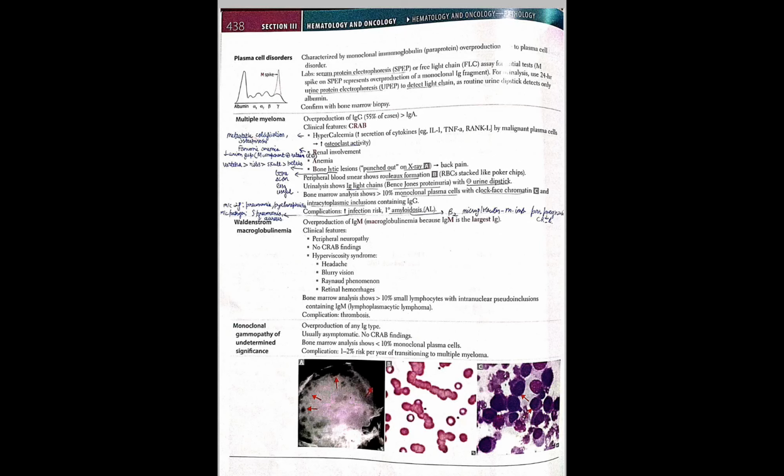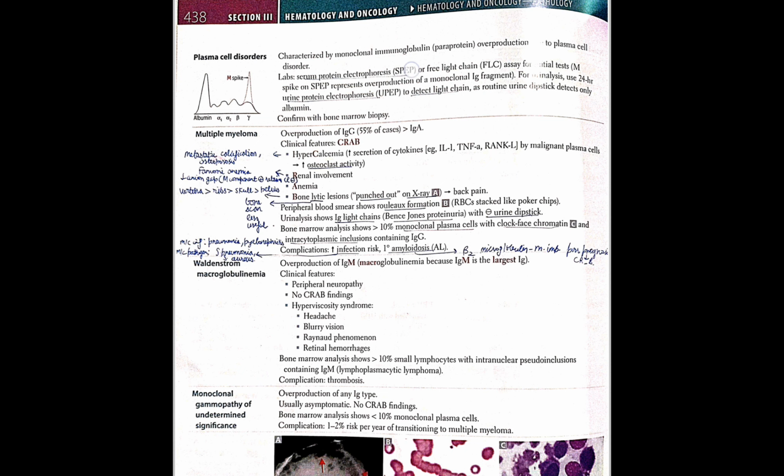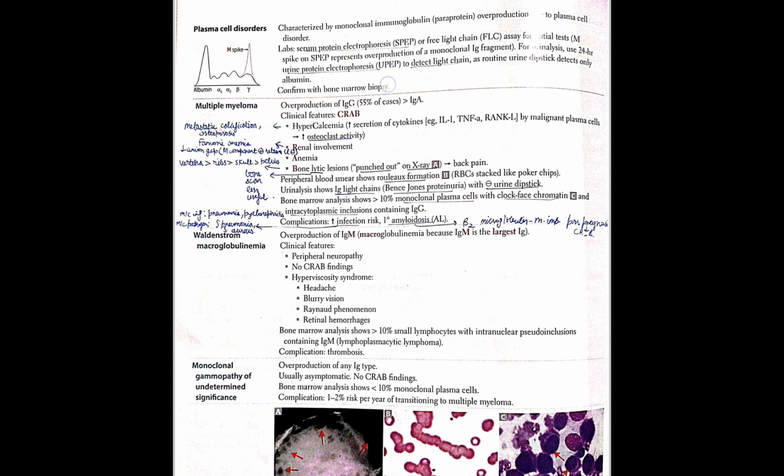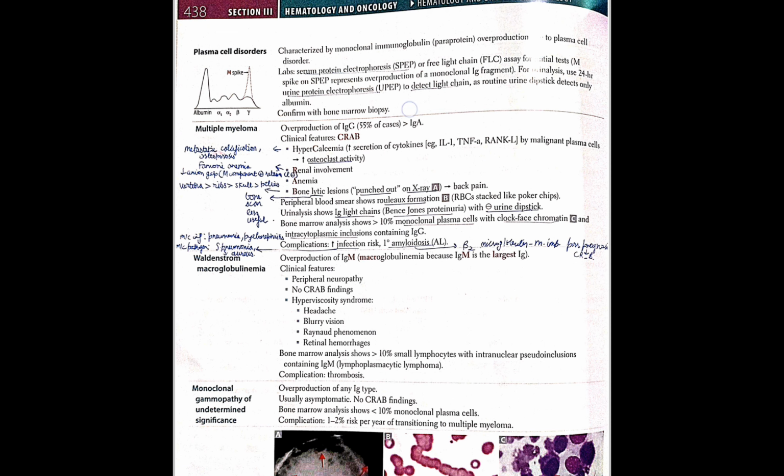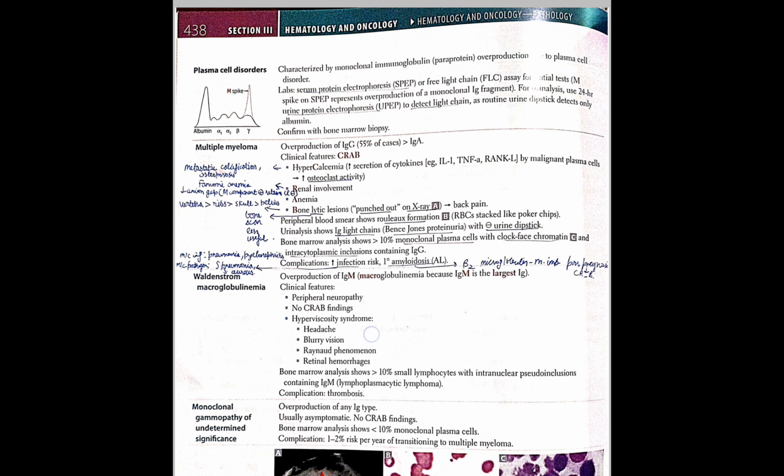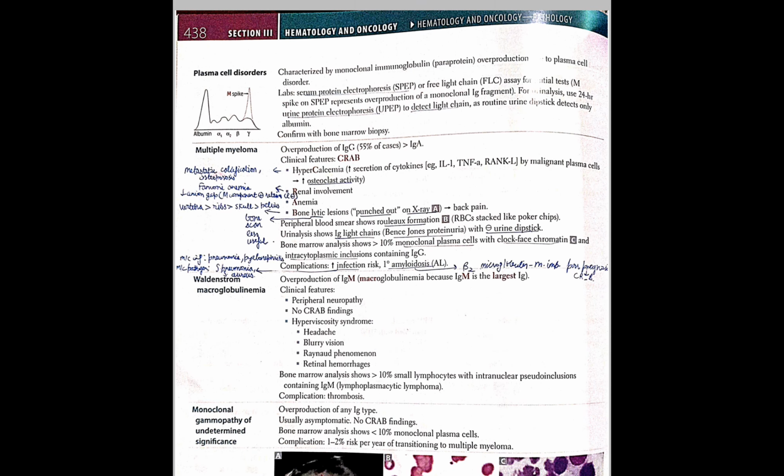Hello everyone. In this video, we will be studying plasma cell disorders. Here, serum protein electrophoresis and urine protein electrophoresis are carried out. The most important disorder in plasma cell disorders is multiple myeloma, where we will see an M spike on the protein electrophoresis. Now, studying multiple myeloma.